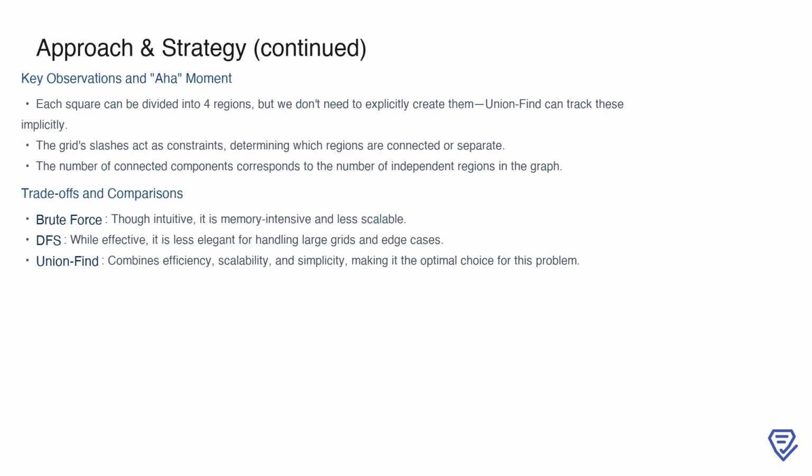Comparing the approaches, the brute force method is intuitive but memory-intensive and less scalable. DFS is effective but has implementation challenges, particularly with edge cases in larger grids. Union-find, on the other hand, combines efficiency, scalability, and clarity, making it an optimal choice for this problem. This method is not only well-suited to handle large grids but also offers straightforward logic for merging regions, ensuring the solution is elegant and robust.